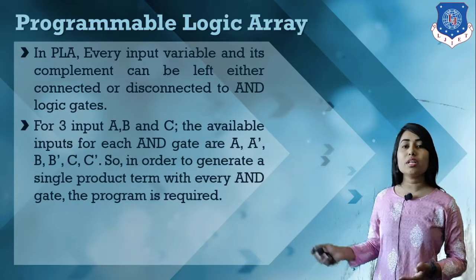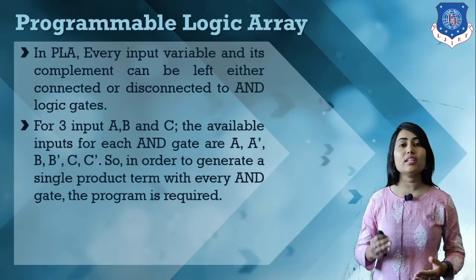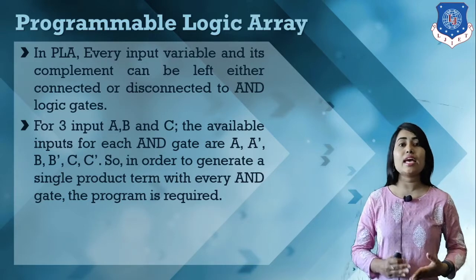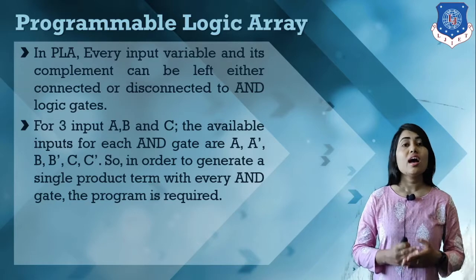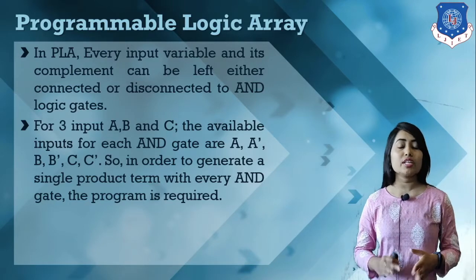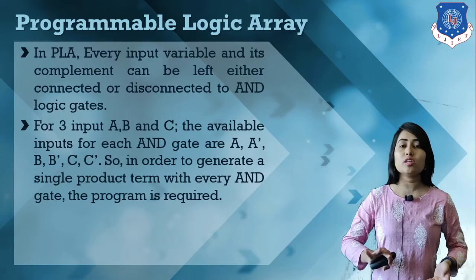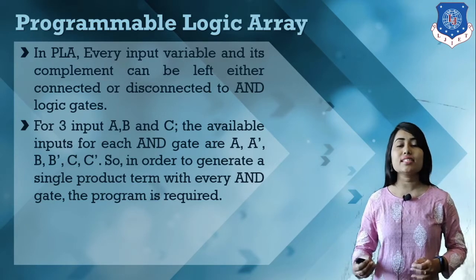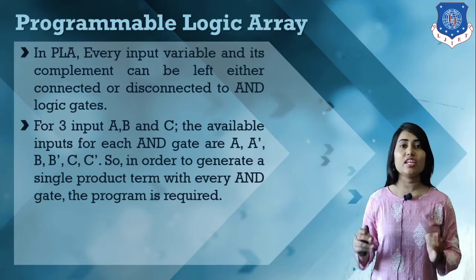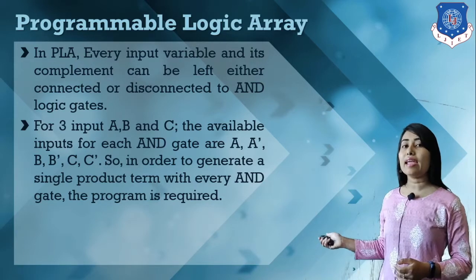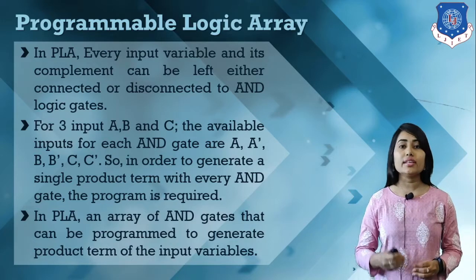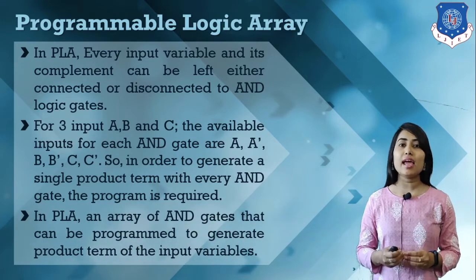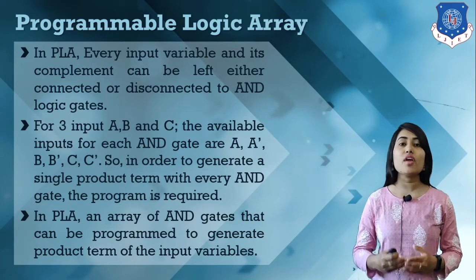For example, if we have three input variables, A, B, C, then at the input side we have A dash, B dash, C dash, and depending on the requirements, either A or A dash, either B or B dash, or either C or C dash is connected or disconnected with our AND gates. And these AND gates generate various product terms. So in a PLA, the programmable AND gates generate the various product terms.